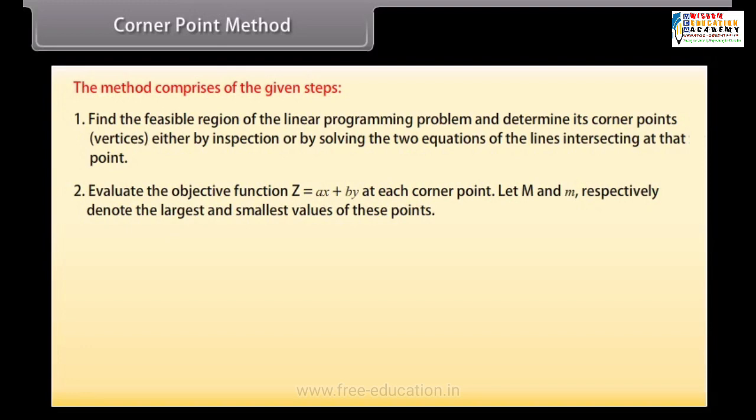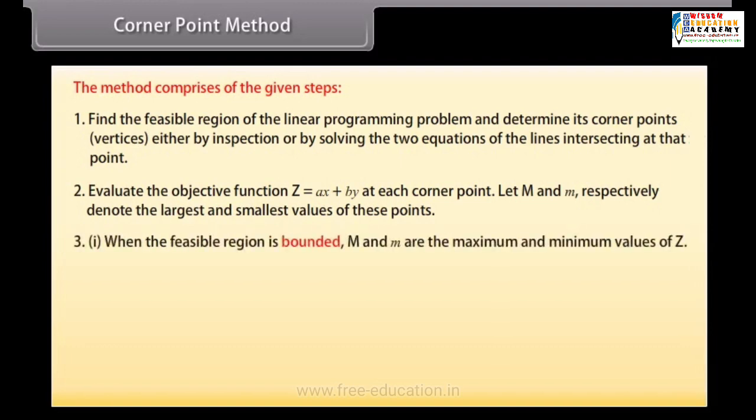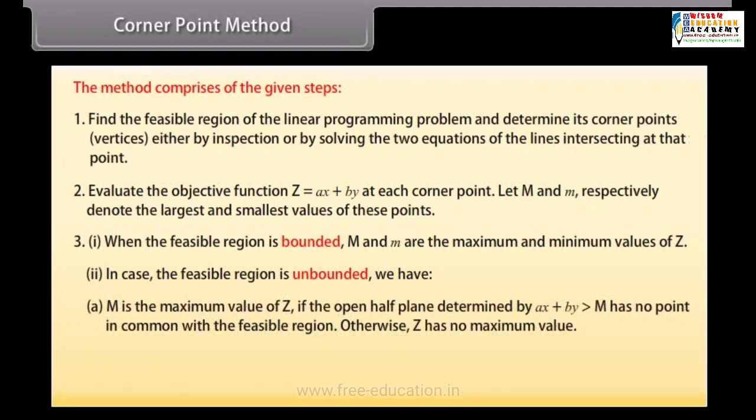Let M and m respectively denote the largest and smallest values of these points. 3. 1. When the feasible region is bounded, M and m are the maximum and minimum values of Z. 2. In case the feasible region is unbounded, we have: a. M is the maximum value of Z if the open half plane determined by ax plus by is greater than M has no point in common with the feasible region. Otherwise, Z has no maximum value.